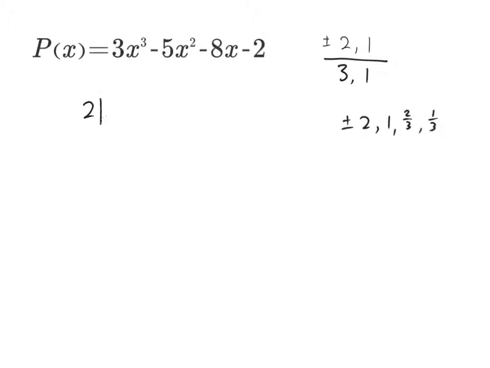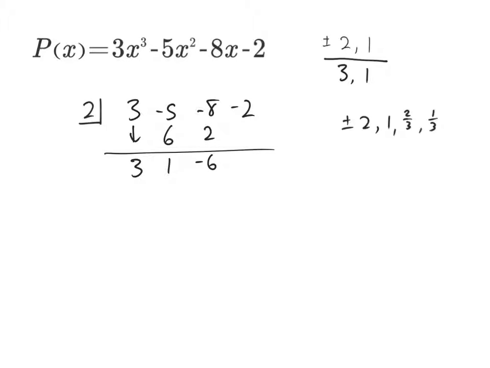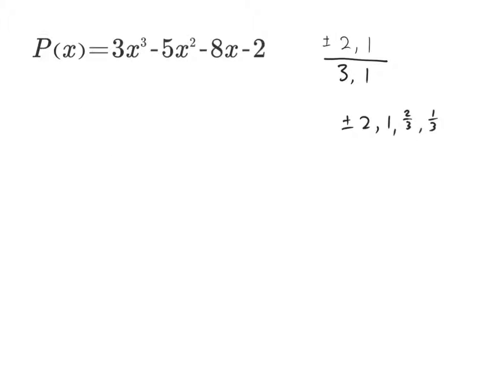So I choose 2. Then I do synthetic division with these coefficients, 3, -5, -8, -2. And you end up getting 3, 6, 1, 2, -6, -12, and then -14. This is not 0, which means that 2 is not a factor. So I could check -2 next, and then -1, and +1, and -2/3, and +2/3, and +1/3, and -1/3.